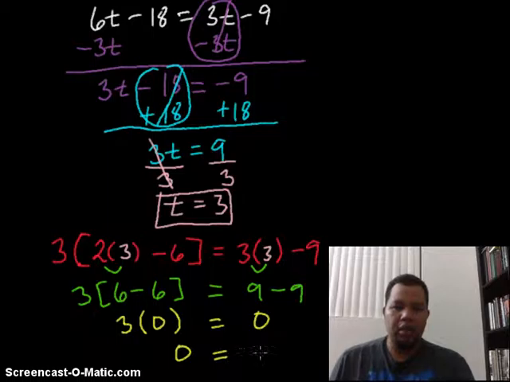So I end up with the same number on the left and right. It doesn't always have to equal 0 here. As long as the left number and the right number are equal, it checks out. So that means the answer to this equation is t equals 3. That's what makes it true.